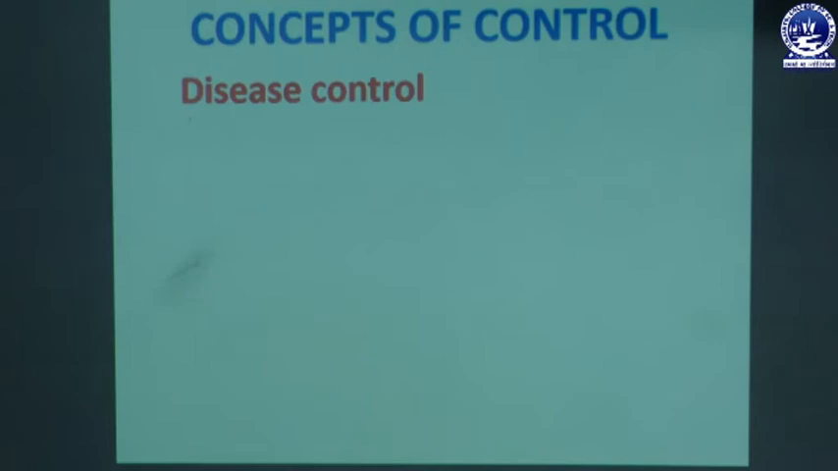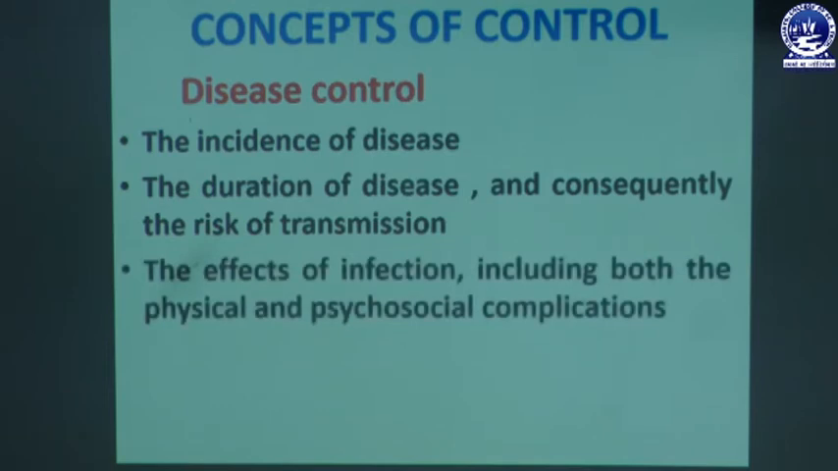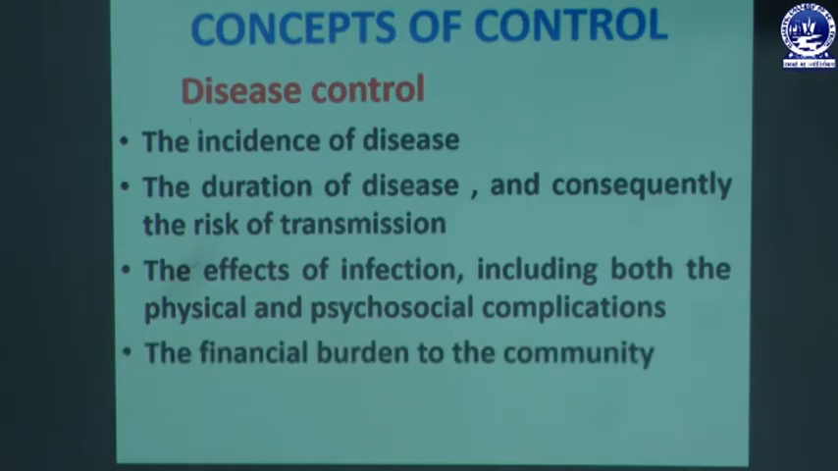Disease control describes different ongoing operations aimed at reducing these factors: the incidence of disease, the duration of disease, and consequently the risk of transmission, and the effects of infection, including both the physical and psychosocial complications, and the financial burden to the community. These are the factors related to disease control.